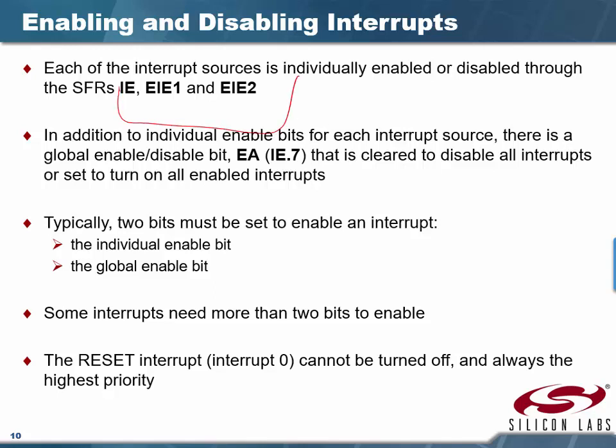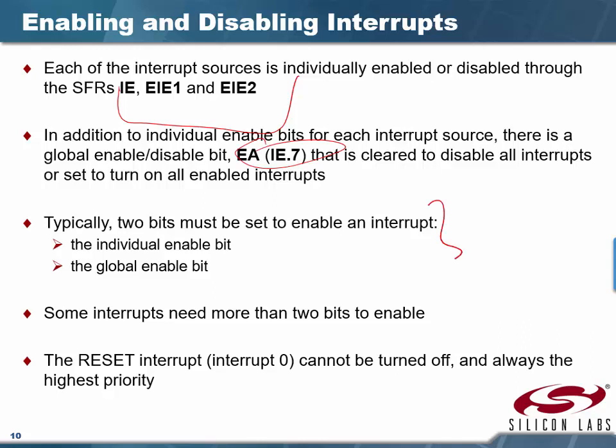The original 8051 only had IE. It only serviced like four or five interrupts. Now we have 22 interrupts available to us. So in addition, we also have to set the global enable. There are two bits that must be set to enable every interrupt.